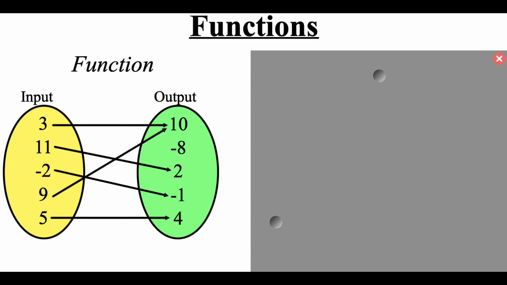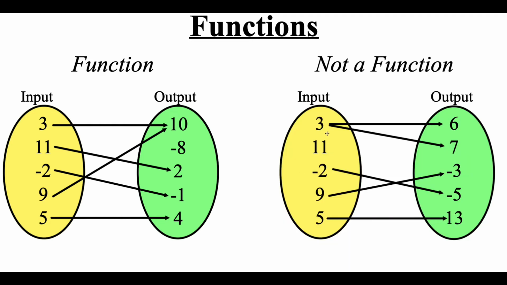Now, if we look at that compared to something that would not be a function, this one's not a function, and we run into a problem right away. 3 as an input is matched up with both 6 and 7 as an output value. Because of that, this is not a function. This one input value being matched up with two different output values makes this one not a function.